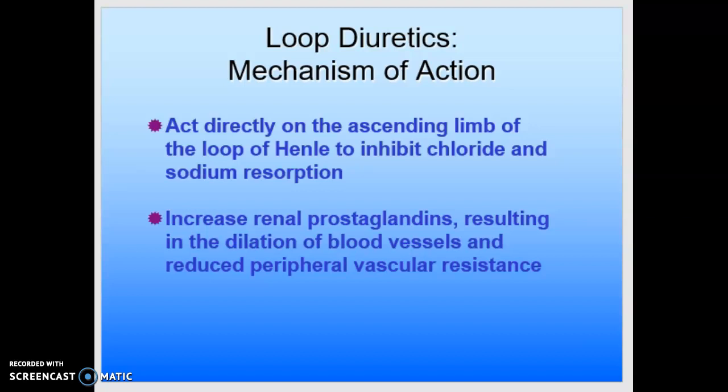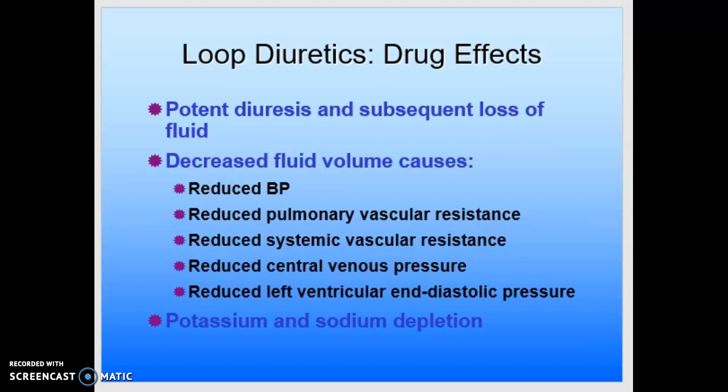They also increase the renal prostaglandins, resulting in the dilation of blood vessels and reduced peripheral vascular resistance. So they're very potent in their diuresis and subsequent loss of fluid. This decreased fluid volume can result in a reduced blood pressure, reduced pulmonary vascular resistance, reduced systemic vascular resistance, reduced central venous pressure, and reduced left ventricular end diastolic pressure. It also can result in sodium and potassium depletion.